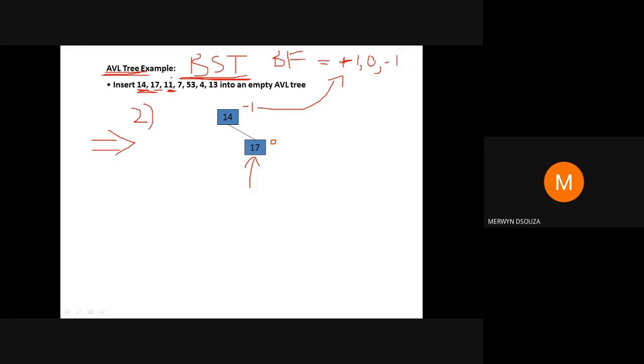When you're inserting 11, that will be my third step. You have to show each insertion, and you can write it also. Now in the third step, you're going to insert 11. Since 11 is less than 14, 11 will be inserted on the left side of 14. Let me show you that.